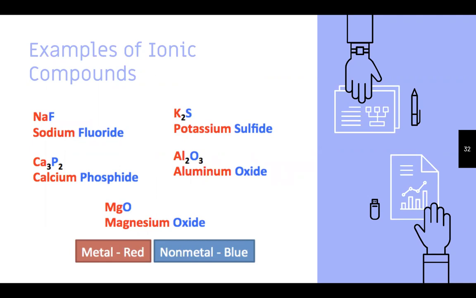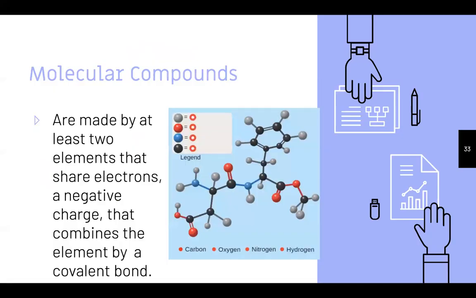So some examples of ionic compounds down below is just naming it, right? There's sodium, calcium, potassium, aluminum. Those do not change their names. However, the others add the "ide" to it, right? Fluoride, sulfide, oxide, phosphide, oxide again down below with magnesium, right? The metal in red, the non-metal in blue. It's very important to understand that the metal does not change its name, and the non-metal becomes "ide."